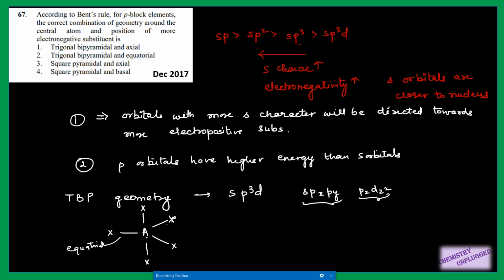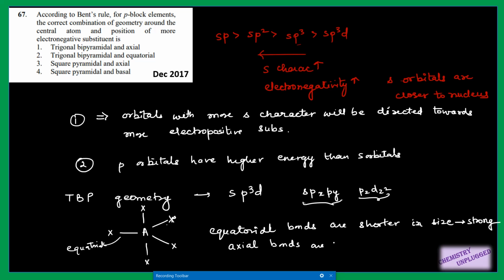So when you are forming these bonds, these equatorial bonds are shorter in size, meaning their bond length will be low, and it means they will be strong. And axial bonds are larger in size, meaning their bond length will be larger and they will be weak.